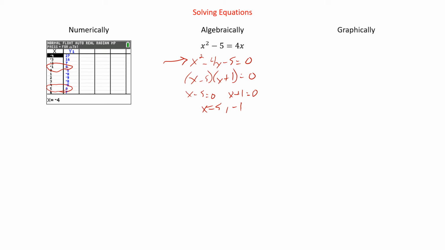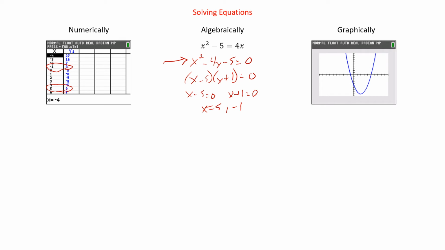We can solve it graphically as well. Again, you could graph it by hand, but if it's going to be something complicated enough that you're going to solve it graphically, chances are your graph by hand is not going to be quite accurate enough for it to be a really good solution. And so you can graph it in your calculator. We're looking for where it equals 0, those x-intercepts.